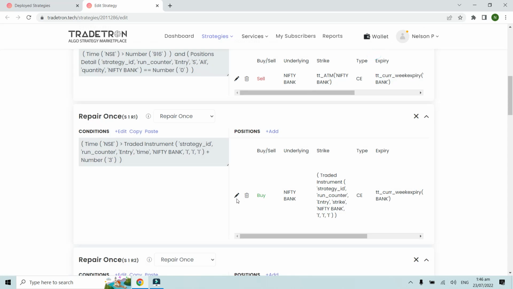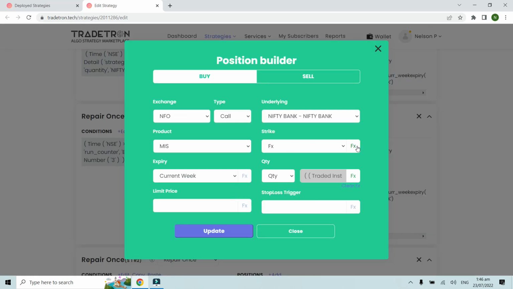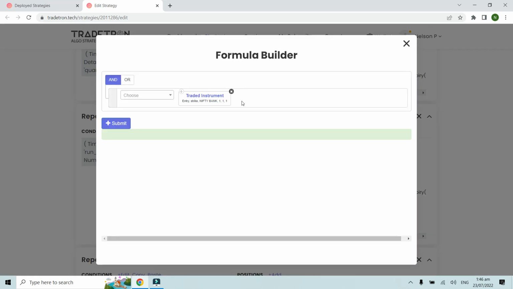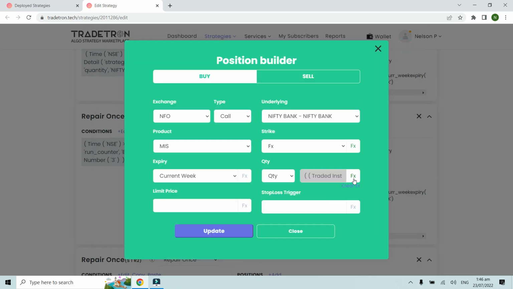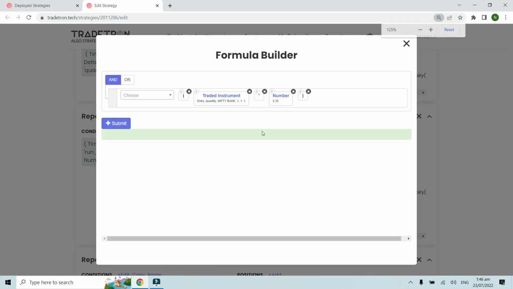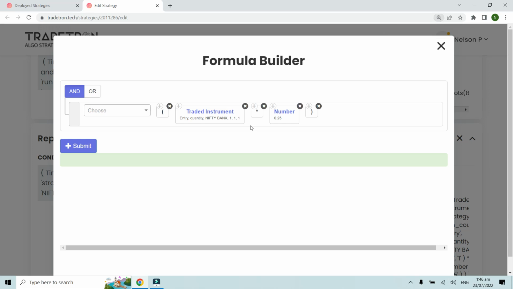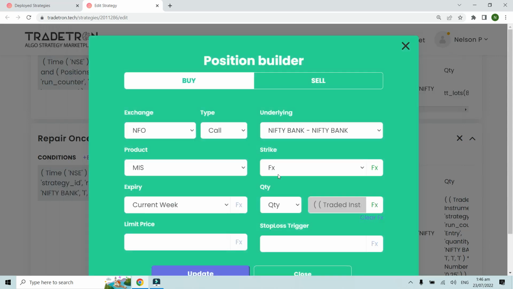similar to other conditions, we have used strike fx also, the traded instrument strike 111, and in the quantity we have used a slightly separate formula. So over here, instead of dividing by 4, we are simply multiplying it by 0.25, that is 25% of the quantity. All right, and it should be in brackets.